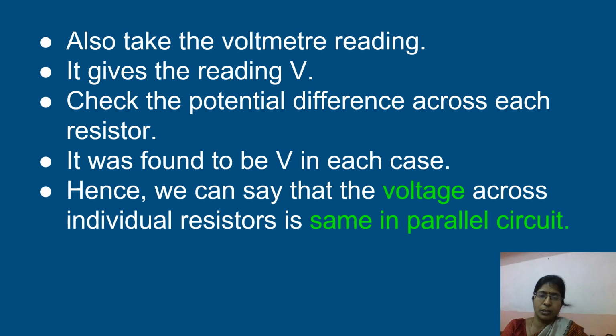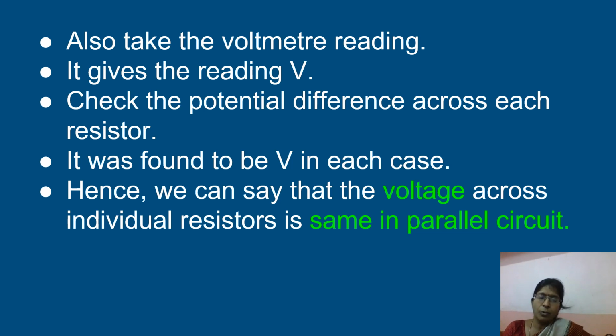So with all these three observations, it was found that the voltage across the individual resistors is the same in a parallel circuit. So in a parallel circuit, the voltage across individual resistors remains the same. You have to note down a point here, that is, in a parallel circuit, the voltage across individual resistors, it may be across R1 or R2 or R3, remains the same, whereas in series, current remains the same.